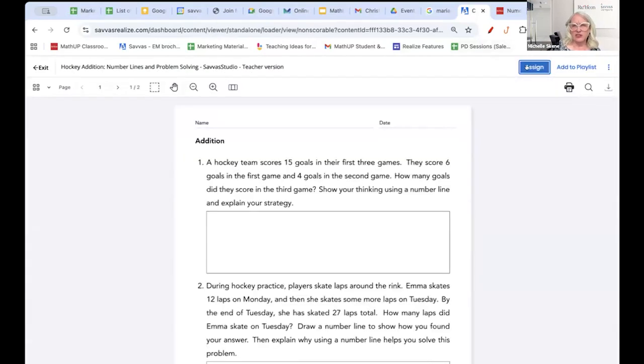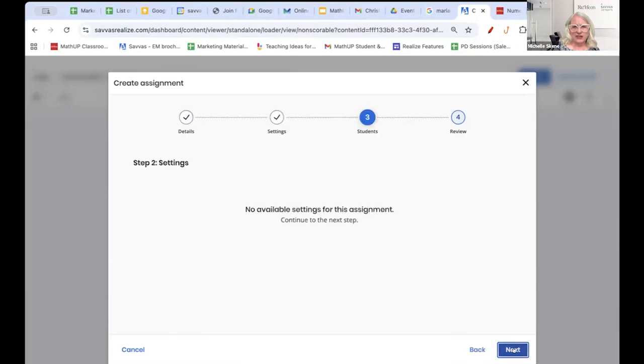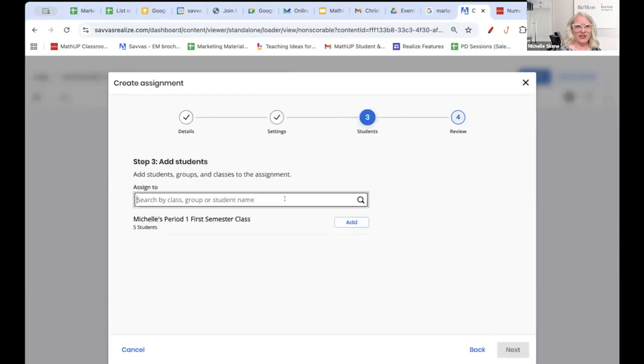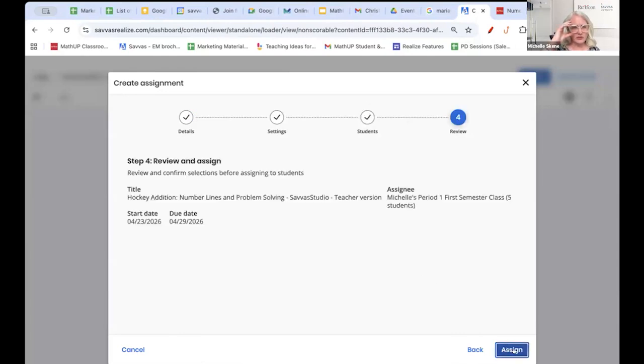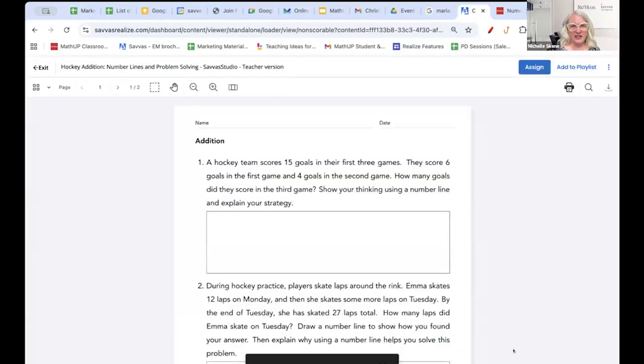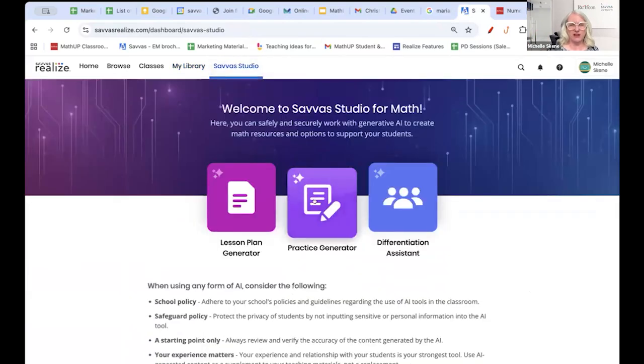So there it is, and all I would have to do is go through the process that I would for assigning any activity. And of course I can assign this to my whole class or just to an individual student. So this could be for differentiation. I want just a few students to receive this practice, and then I can go ahead and assign it. And now just those students will receive that particular set of questions. Or if I had wanted it to go to my whole class, I could have done that as well. So that's one piece of the AI.